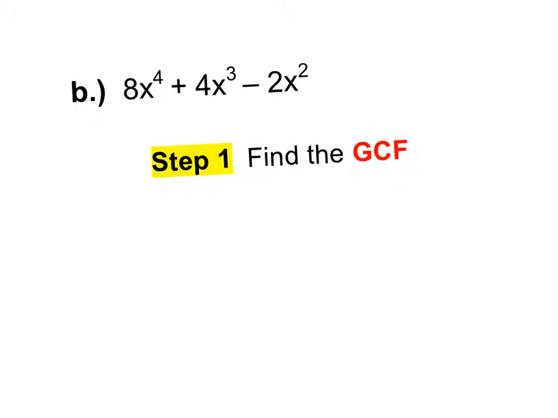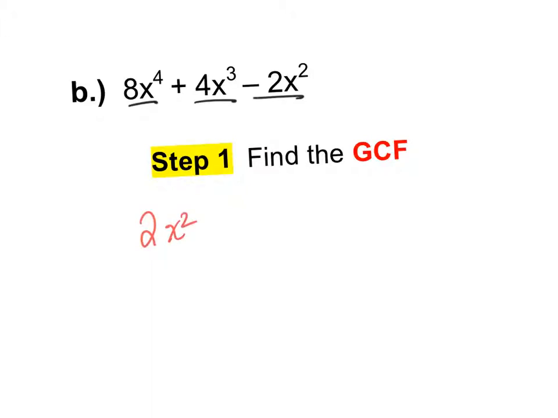In this case, there are 3 terms. It's a trinomial. So the first thing I look to do is to find the GCF. So 8x to the 4 plus 4x to the third and negative 2x squared. What number goes into 8, 4, and 2? 2. If I have 4 x's, 3, and 2, the most we have in common are 2. So that's the GCF.